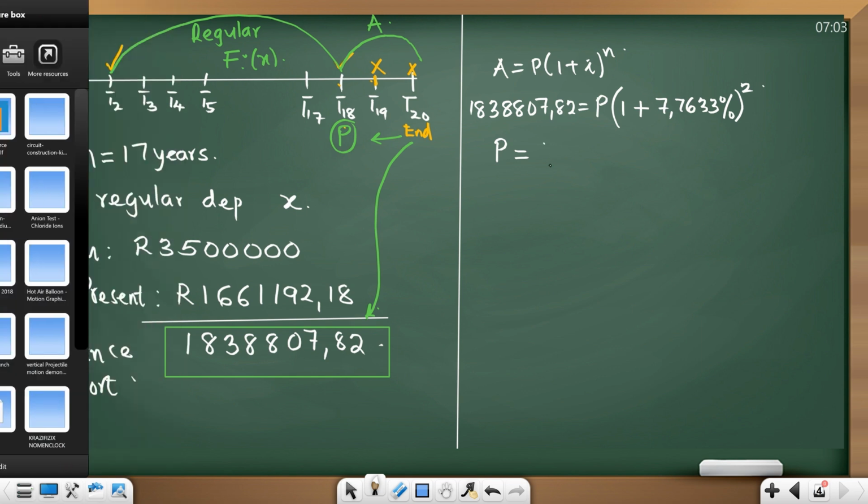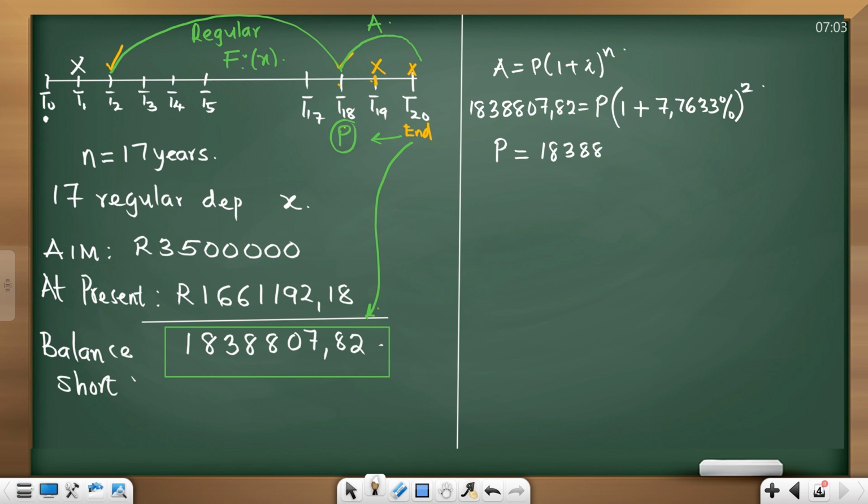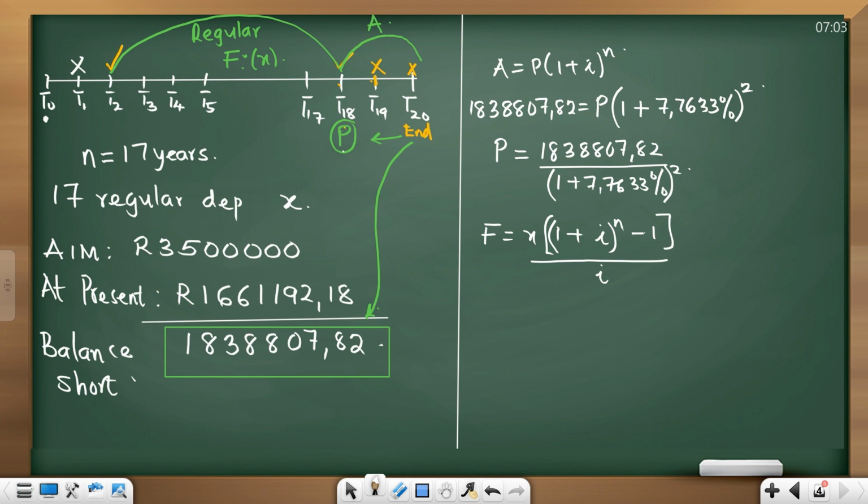In fact, you know what I will do? Because I don't want to round off, I want to do this: 1838807.82 divided by 1 plus 7.7633%. All right. Are we okay here? So that's our principal amount. But this principal amount is saved. We save this principal amount by regular deposits, future value. Oh, so F equals X, 1 plus I to the power of N. Please treat financial math as something you can relate with. This is now my F because that's the amount I want to save.